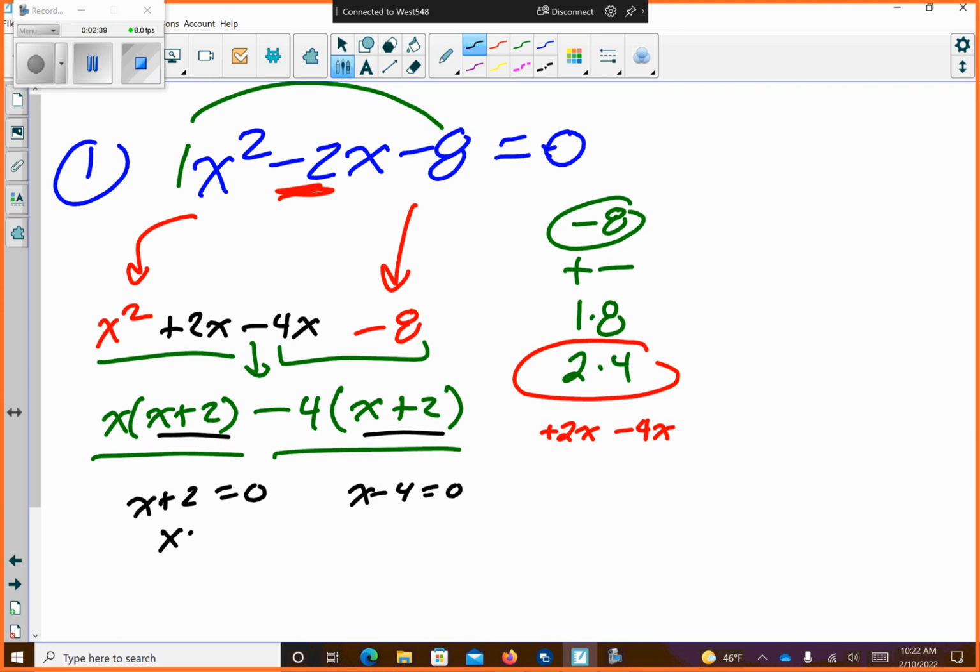So subtract 2 from both sides. So I get negative 2. Add 4 to both sides. Positive 4. Okay? Those are my answers. So the difference between factoring and solving is you have an equal sign as part of the problem.